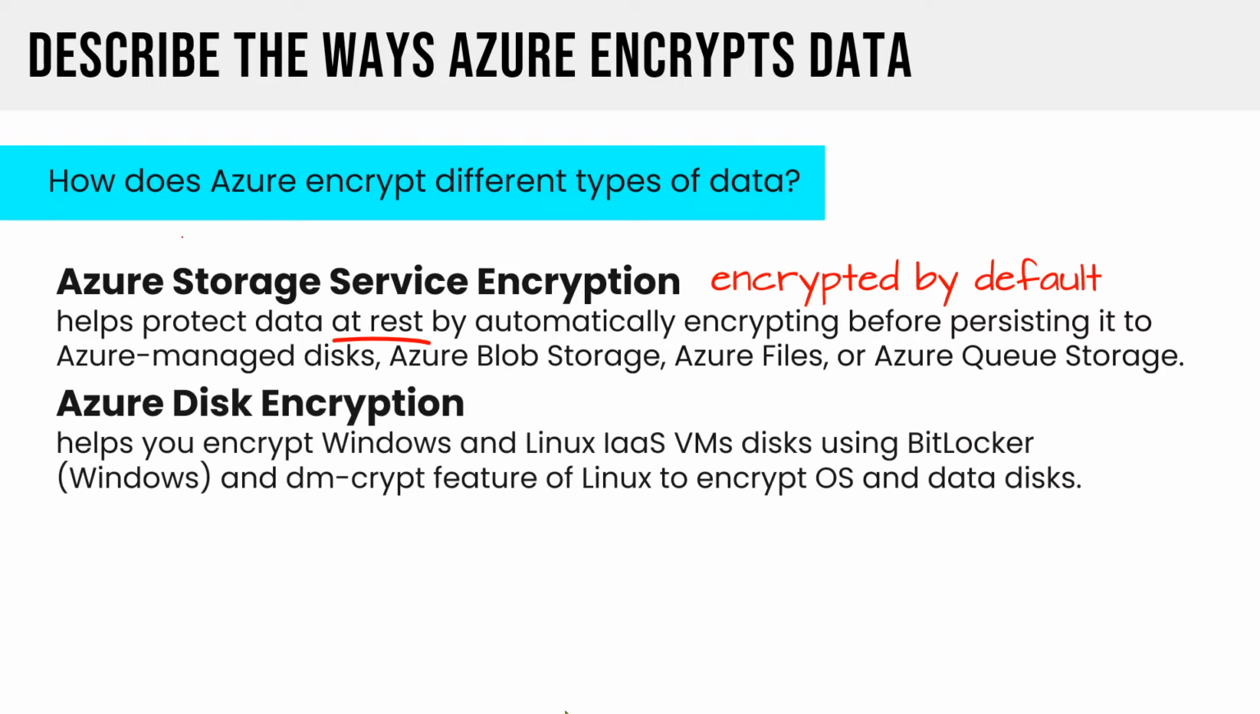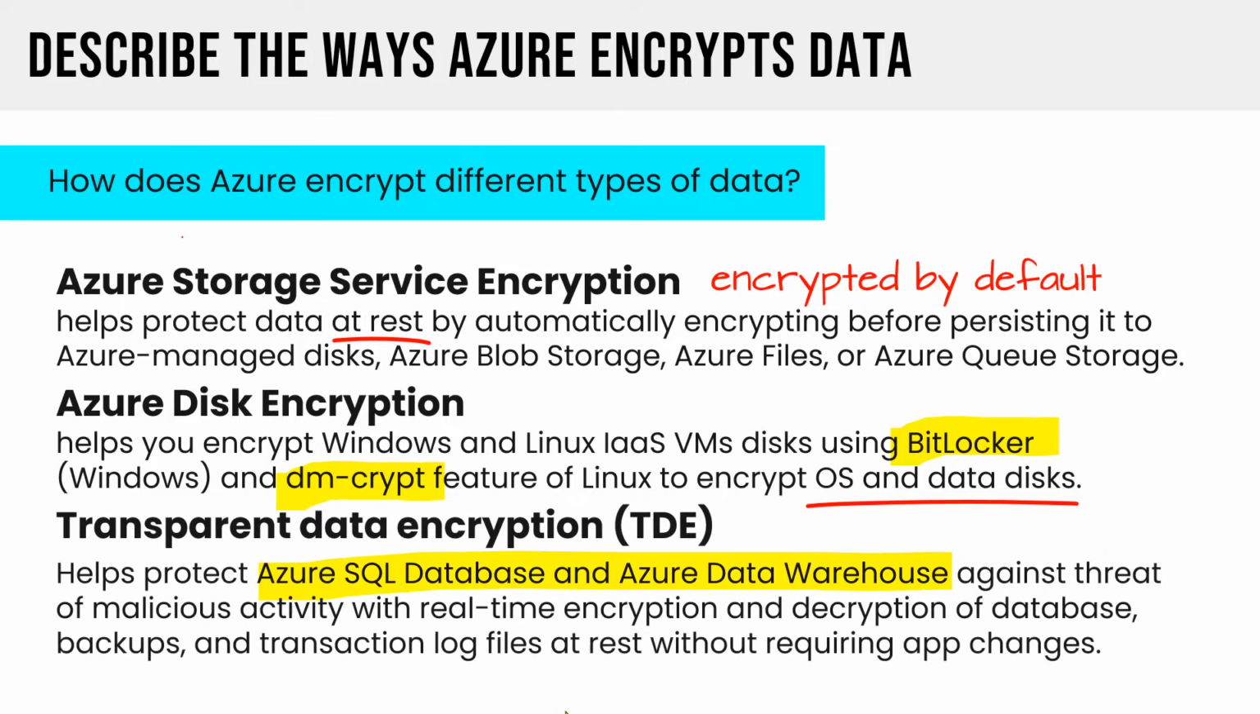There's Azure Disk Encryption. This helps us encrypt Windows and Linux IaaS VM disks. For Windows, it uses BitLocker. For Linux, it uses dm-crypt. And it will protect OS and data disks. It's not on by default, we need to check that box and enable that encryption.